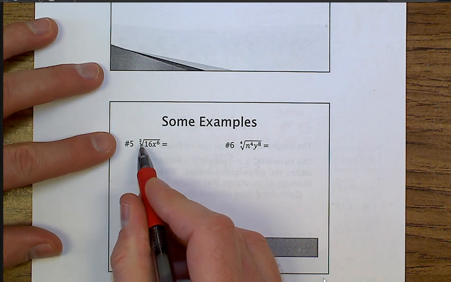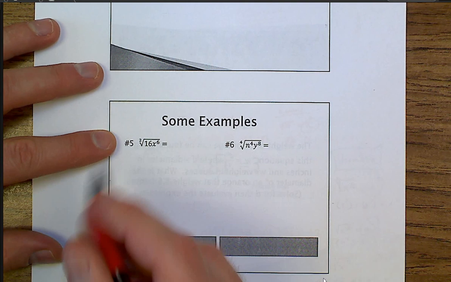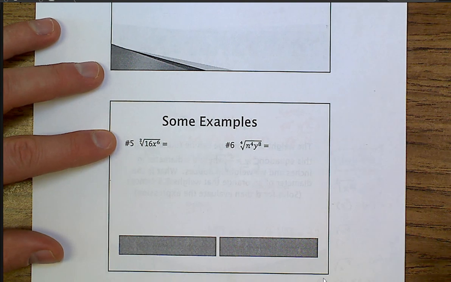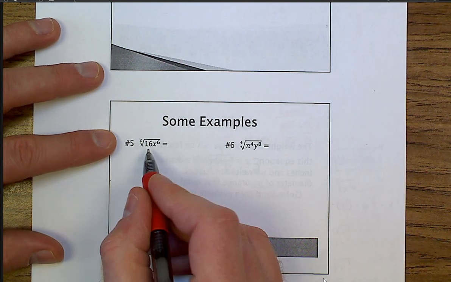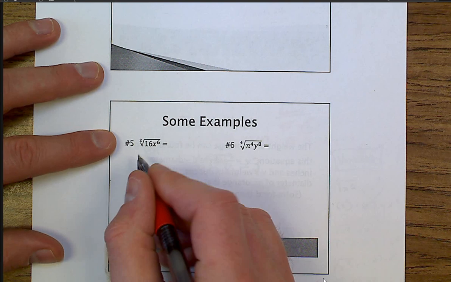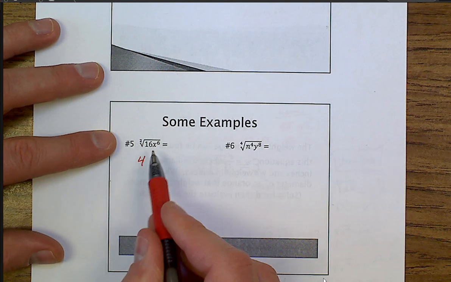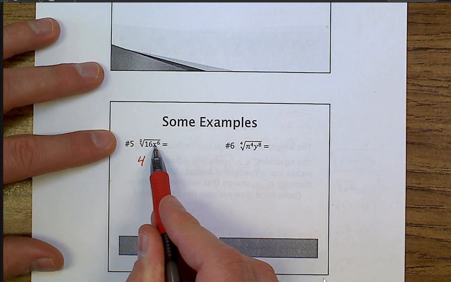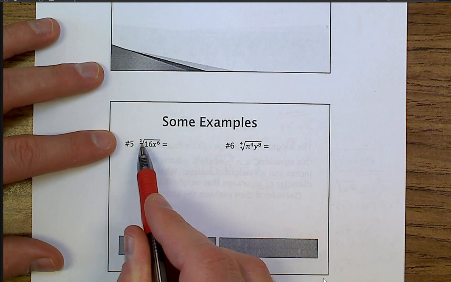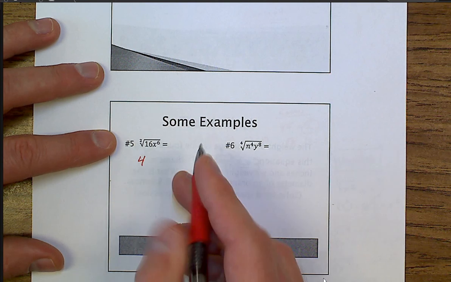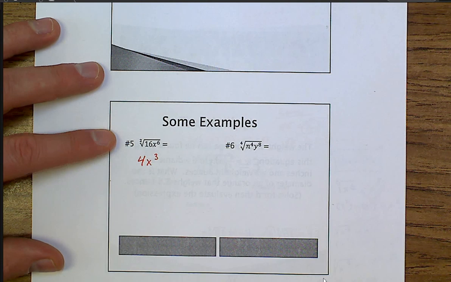A lot of times you won't see the 2 there. We put this in our notes so that we can kind of overemphasize that you're taking the square root. Well, you know what the square root of 16 is, right? The square root of 16 is just 4. We talked about this earlier on page 1. If I have x to the 6th, and I'm taking the square root of x to the 6th, that's going to be x to the 3rd, okay?